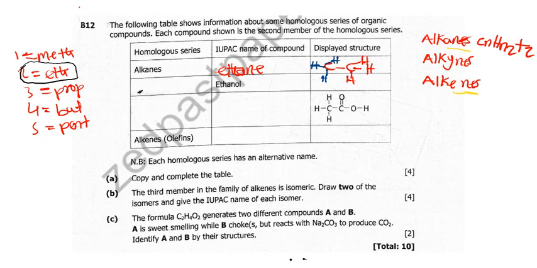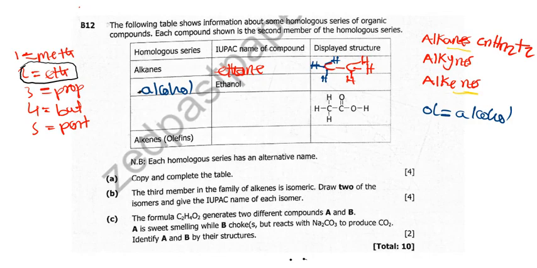Okay, then in the next row, we have been told that our IUPAC name here is ethanol. So ethanol, it's ending in OL. So wherever you find an organic compound ending in OL, just know that this is an alcohol. All the alcohols end in OL. Okay, so being an alcohol, it is going to be ethanol. So the family or the homologous series where ethanol is coming from is alcohol. Then what is the displayed structure?